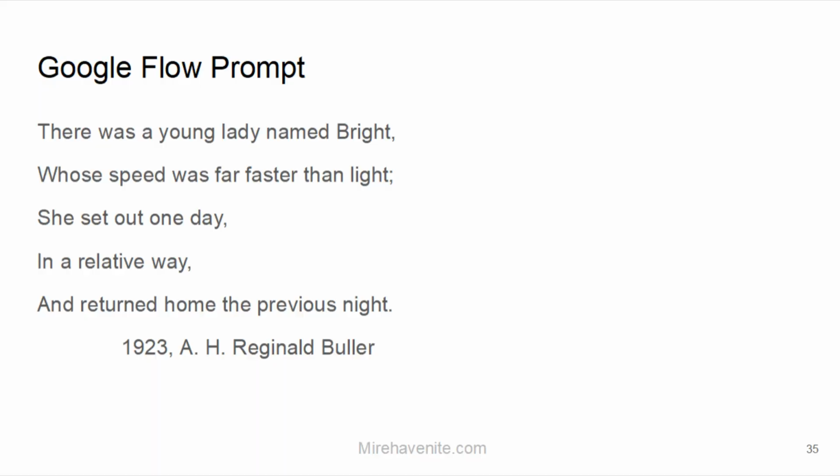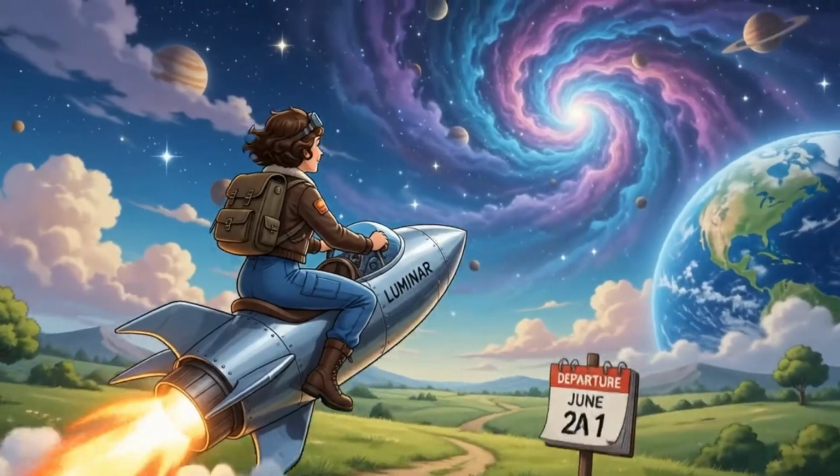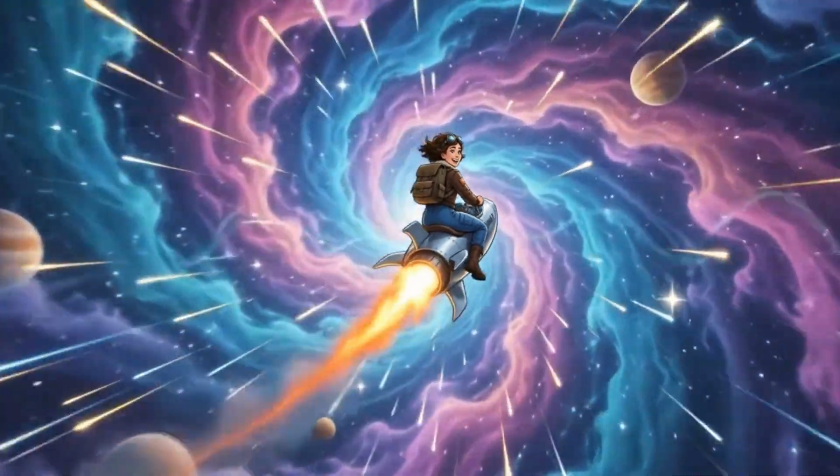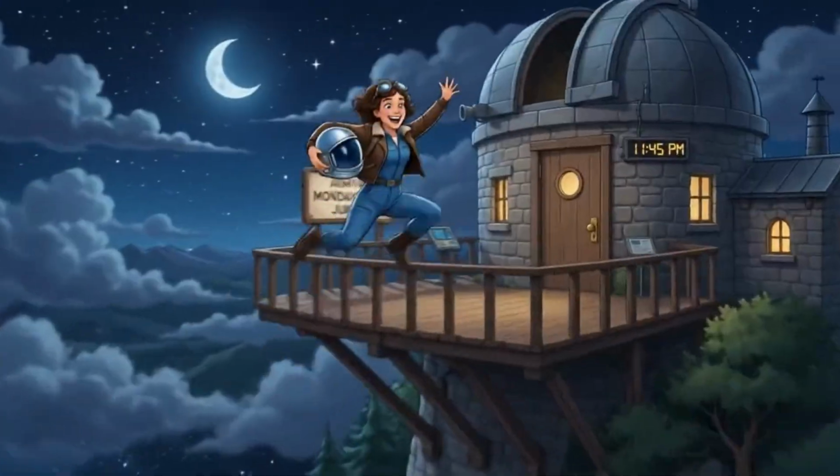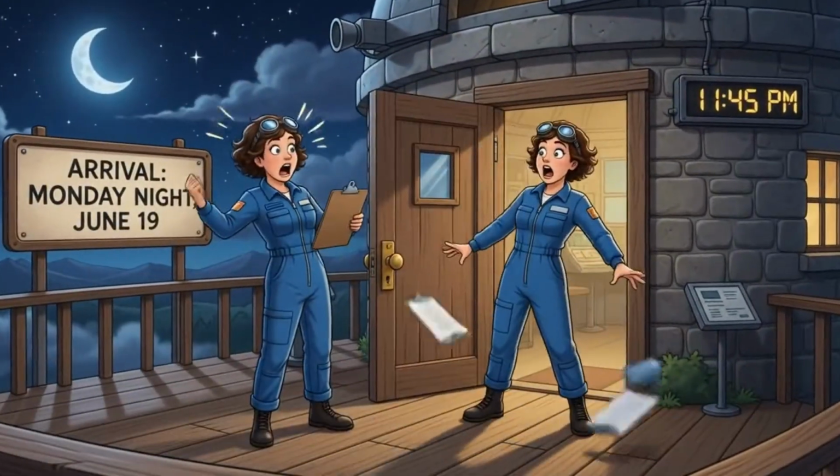This is one of the most famous limericks of all time, written by Reginald Buller. There was a young lady named Bright, whose speed was far faster than light. She set out one day in a relative way and returned home the previous night. There was a young lady named Bright, who traveled much faster than light. She set out one day in a relative way and came back the previous night.